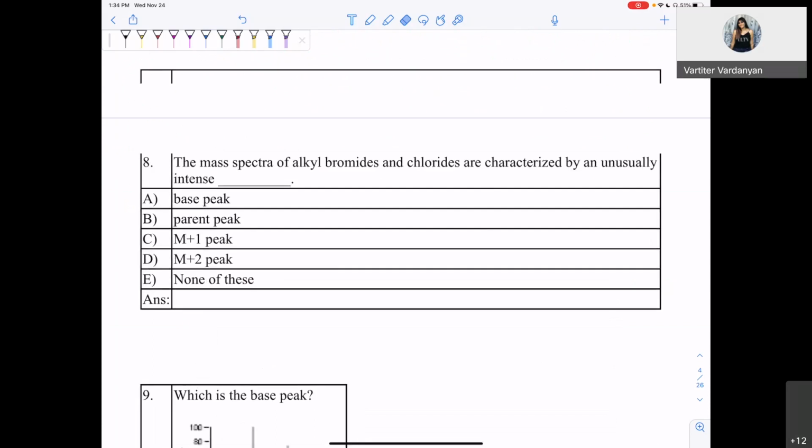Okay, so in the mass spectrum of an alkyl bromide and chloride, we have an intense what peak? Yeah, the format got messed up, but that is okay. M+2, cool. So the base peak, the parent peak are not going to change. The M+1 peak is nitrogen, hydrogen, carbon. The M+2 peak is oxygen, sulfur, chlorine, bromine. So yes, M+2.